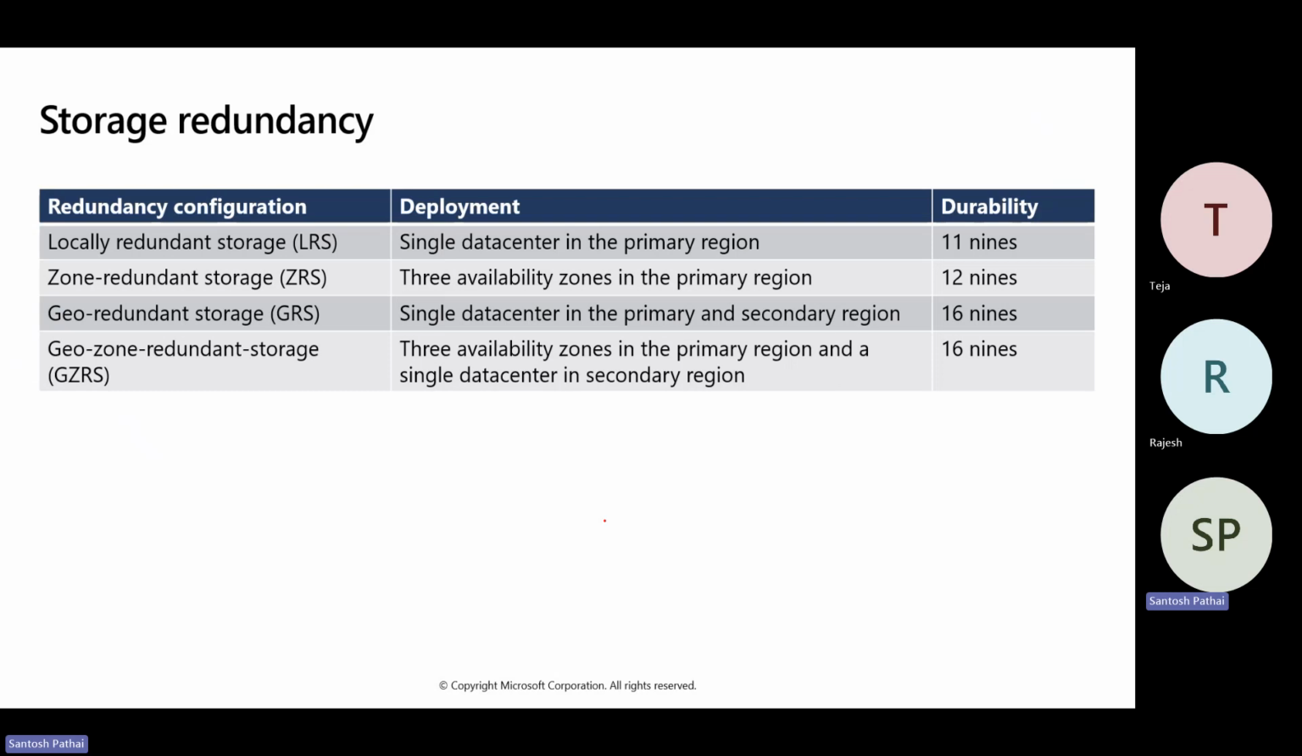And we can see the durability of each type is different. For local and zone redundant storage, it is 11 to 12 nines durability, and geo redundant storage provides 16 nines. 16 nines means you will write 9 16 times. That is the durability. So it is almost nil, or equivalent to nil downtime. Equivalent to nil downtime, no downtime, you can say technically.